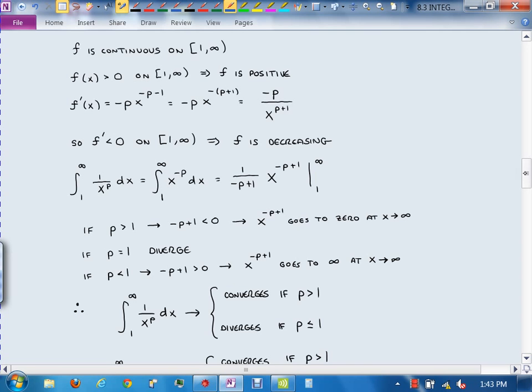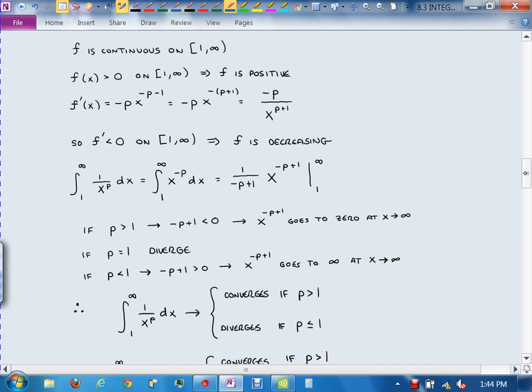Why is the derivative negative? The numerator is negative, right? Negative p. And then what about down here? I'm plugging in what numbers? Positive numbers? So if I plug in positive numbers, negative over positive should be negative. So my derivative is negative, which means that my function is decreasing. So I've got a continuous function that's positive and decreasing. I checked all that. Now I can apply the integral test.